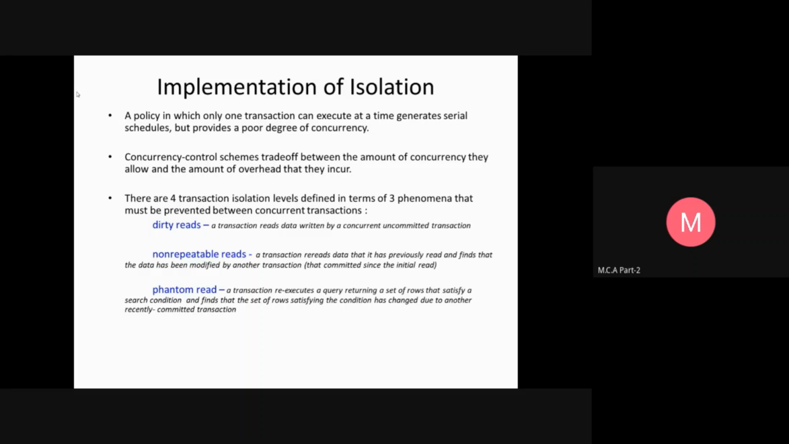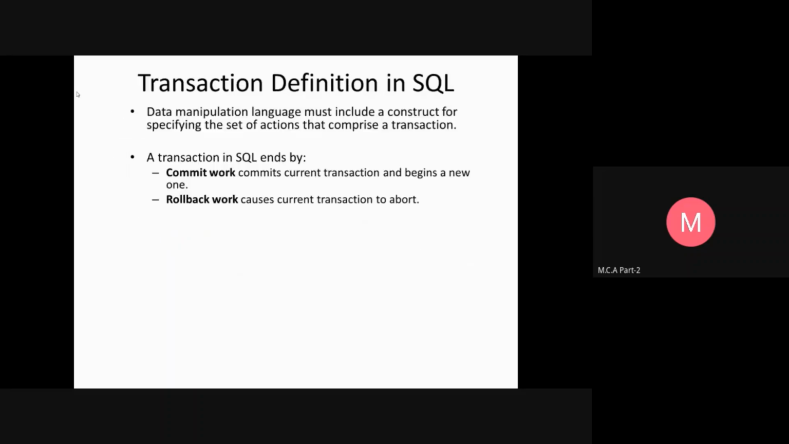Phantom reads: a transaction re-executes a query returning a set of rows that satisfy a search condition and finds that the set of rows satisfying the condition has changed due to another recently committed transaction. So these are predicate-based transactions that we can look at, and they conflict on a phantom tuple. These are the 3 anomalies which we saw in the last session, and the 4 transaction isolation levels try to handle these 3 phenomena in different ways. So let's look at what they are.